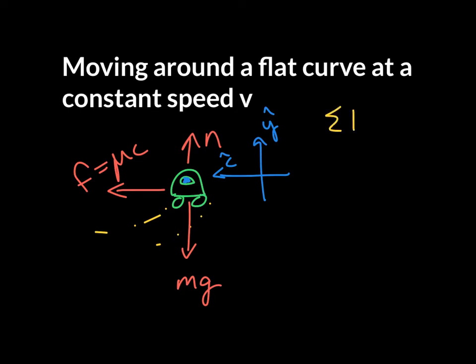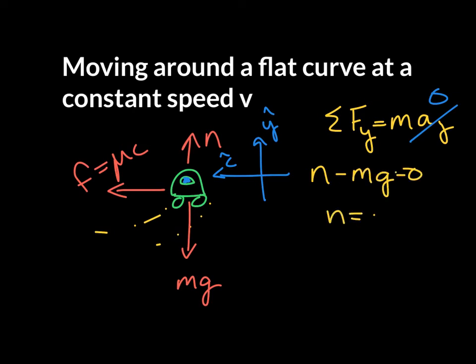We have sum of forces. We'll do y direction equals m a y. Is it accelerating in y? Nope, that goes to 0. That's fantastic. So the forces, we have n minus mg equals 0, and you get your normal force equals mg. All right, now we have normal force. Now let's look at this other direction. Let's look at towards the center.